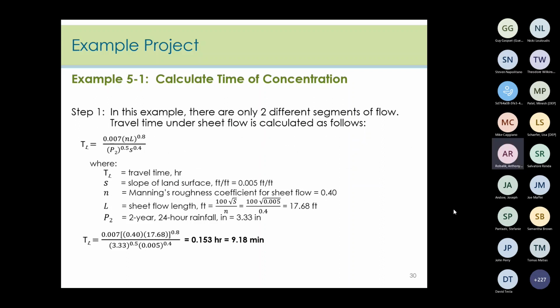So a slope of 0.5% is equal to 0.005 feet per foot. And for woods, Manning's roughness coefficient for sheet flow in NJ is 0.4. Remember, that's the max. The sheet flow length is calculated by using the formula from the McEwen-Speece limitation criterion, since this is the post-construction condition. We previously obtained the 2-year rainfall depth, and so plugging this all into the equation shown yields a travel time of 9.18 minutes.